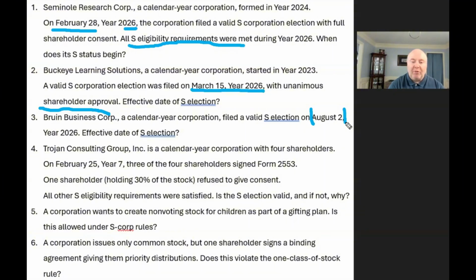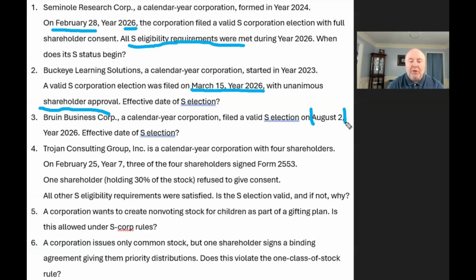We only have 3 of the 4 shareholders that signed it. So this does not become an S corporation. And you know what? It's not even waiting until the next year on this one, because if we still have the same shareholders and next year one of them is still refusing to consent, we can't make an S election. We're going to have all of them agree.